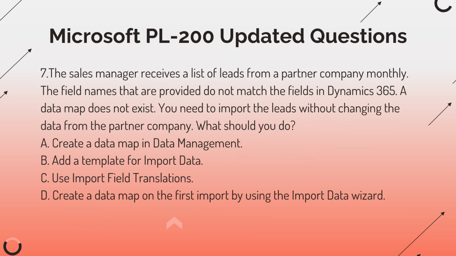7. The sales manager receives a list of leads from a partner company monthly. The field names that are provided do not match the fields in Dynamics 365. A data map does not exist. You need to import the leads without changing the data from the partner company. What should you do? A. Create a data map in Data Management. B. Add a template for import data. C. Use import field translations. D. Create a data map on the first import by using the Import Data Wizard.